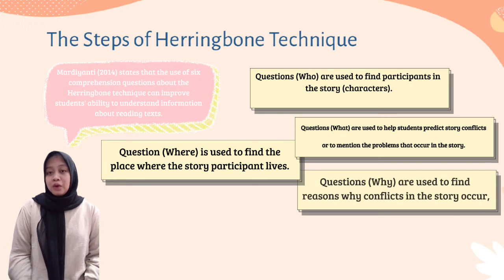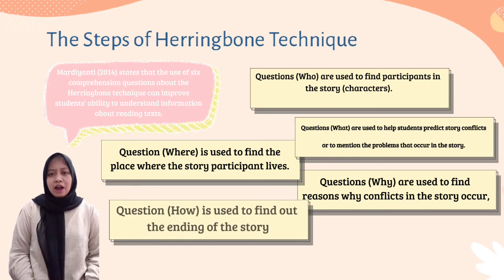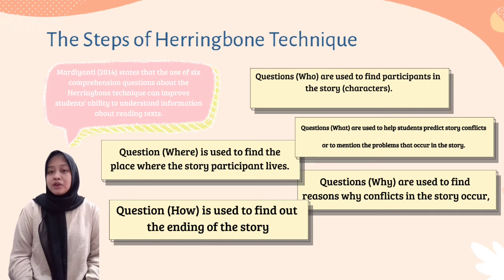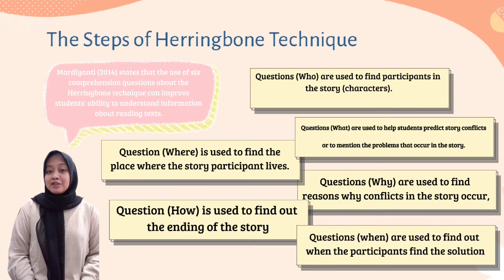Number 4, why. Why is used to find reasons why conflicts in the story occur. These questions guide students to find indications of why problems arise. Number 5, how. How is used to find out the ending of the story. It is a happy or sad ending. And the last one is when. When is used to find out when the participants find the solution.